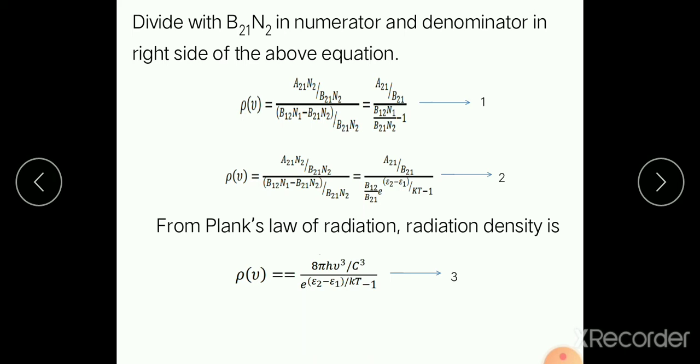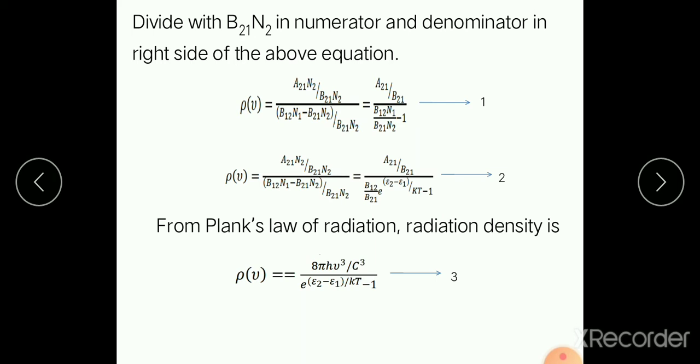On the right hand side, divide the numerator and denominator by B21N2. So we will get this, you just simplify this, and from the Boltzmann distribution law, we know that N1 divided by N2 is equal to e raised to (E2 minus E1) divided by kT. So using that, here we get rho of nu is equal to A21 divided by B21, all divided by B12 divided by B21 times e raised to (E2 minus E1) divided by KT, minus 1.